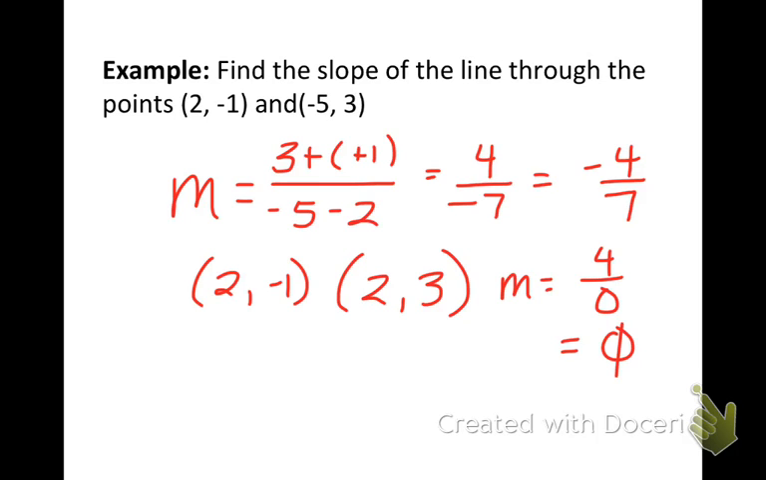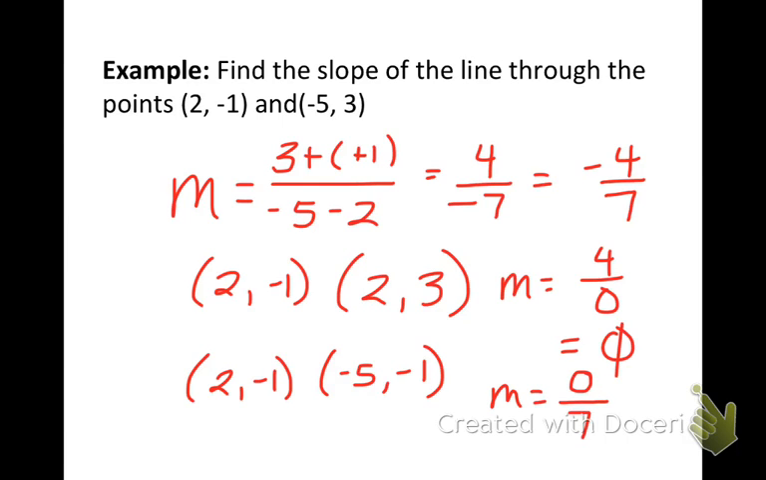If your y's are the same, so if it was (2, -1) and (-5, -1), then you would have what in your numerator? 0 over -7, which would just be 0. So you can have 0 in the numerator. That would just be a slope of 0, which means our line would be horizontal. You cannot have 0 in the denominator. That would be a vertical line. That's undefined. And then anything else would just be a slanted line. Okay, so slope formula, make sure you can do that for your homework.